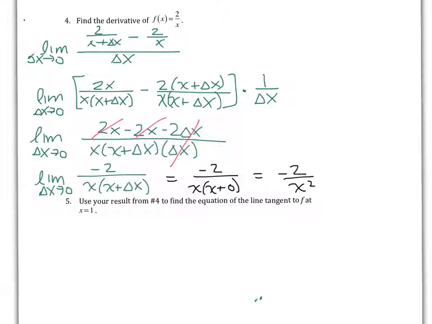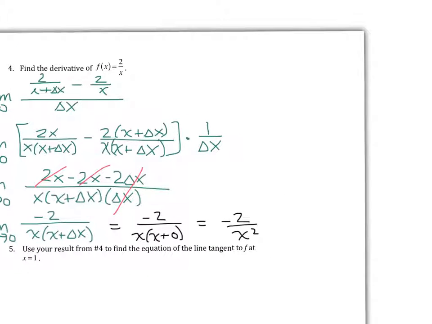What that means for us now is that the derivative of our function, I can write as f prime of x is equal to negative 2 over x squared. And that means that if I want to find the slope of the tangent line at any point, I can use that function.